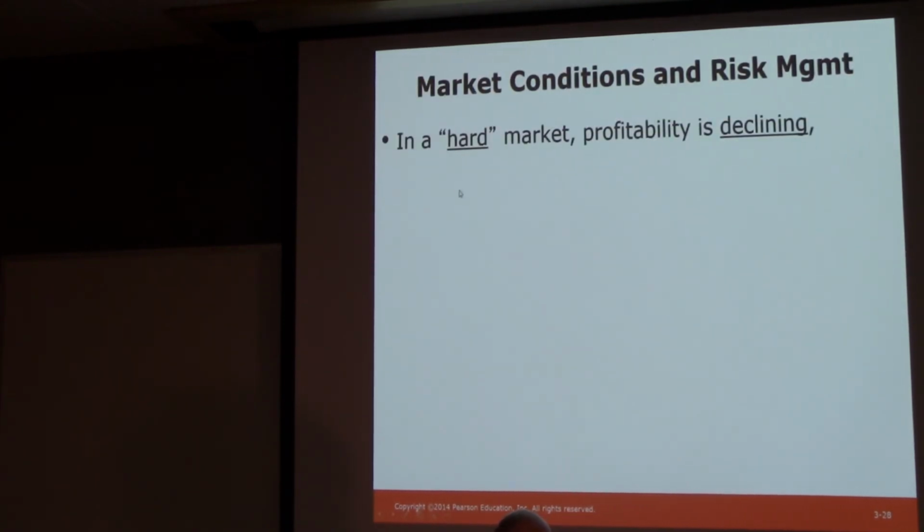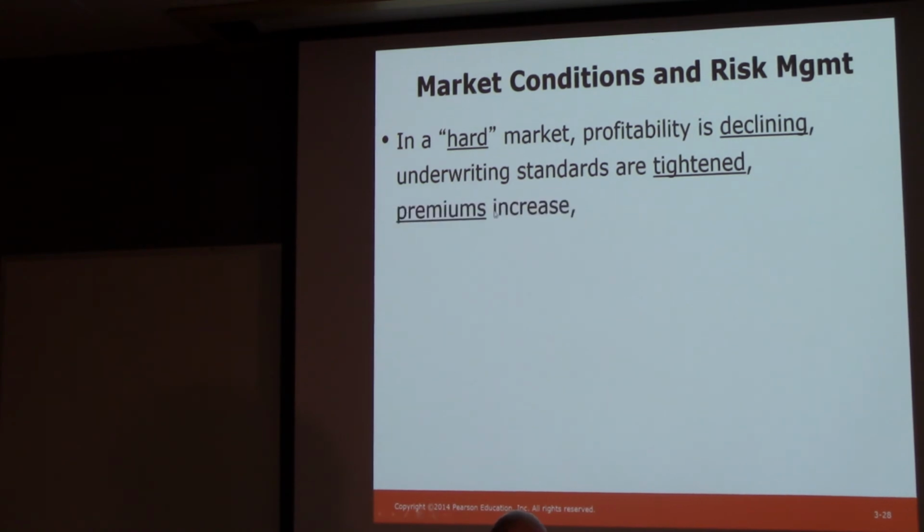And in a hard market, profitability in the insurance industry is declining. Why? Because losses were higher than expected and the premiums were too low. And so insurance companies tighten their underwriting standards. That means that they turn away more business and they increase premiums. And insurance is hard to obtain.